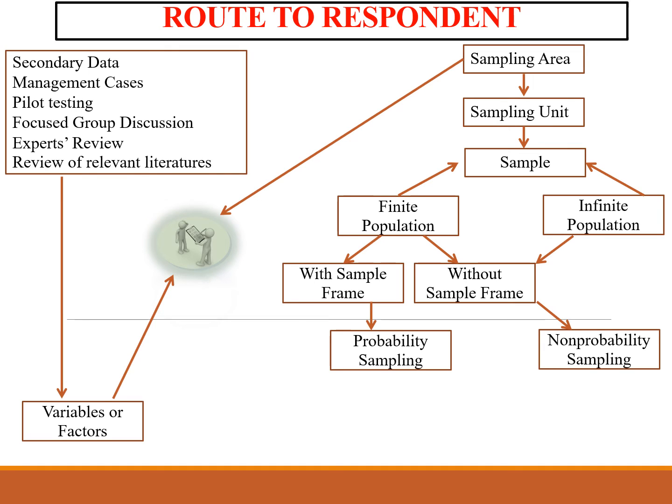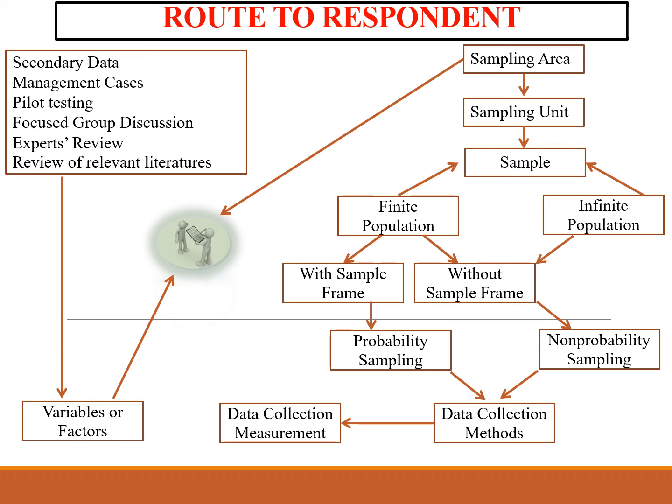First you identify the sampling area. Now you do your proper sampling design. After doing the proper sampling design, you go for data collection. You all know that data can be collected through the observation method, interview method, questionnaire method, and schedule method. These are the methods of data collection. After identifying the proper data collection method, you go for data measurement.